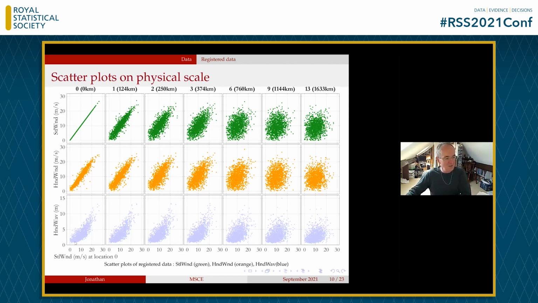But then hindcast wave gives us this kind of curvature. And again, this is typical. This is the drag, if you like. The wind blows over the water, and it's a wind speed squared kind of effect in terms of energy transfer to the significant wave height.